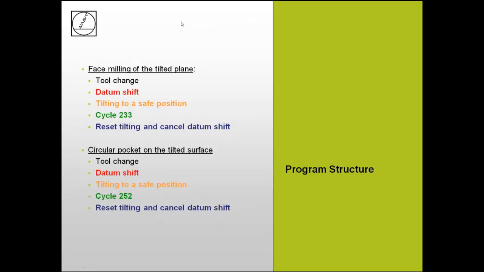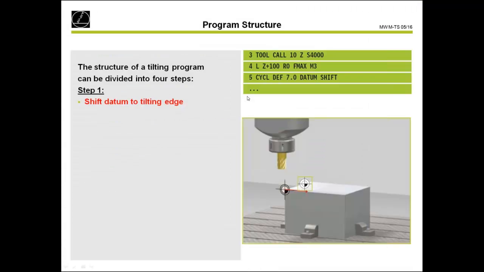A very important thing for tilting is the program structure. If you always work with a program structure at the beginning of tilting, then nothing can happen, so everything will work correctly. So, program structure: at first you shift the datum to a tilting edge, so to one point of your tilted surface.